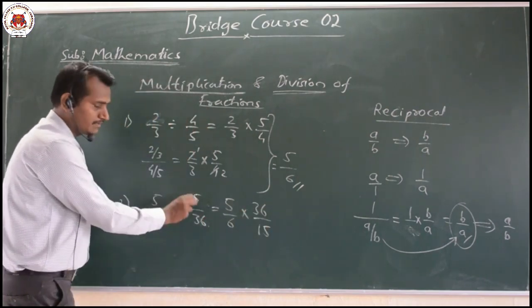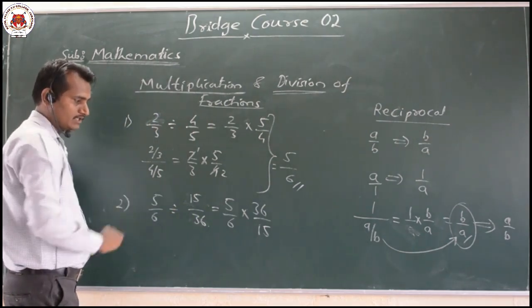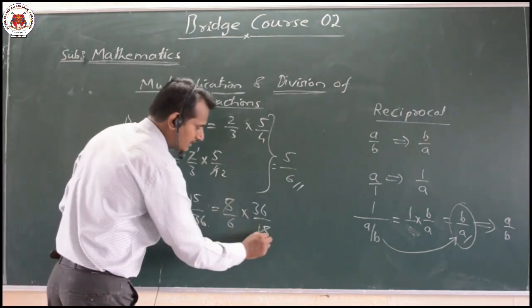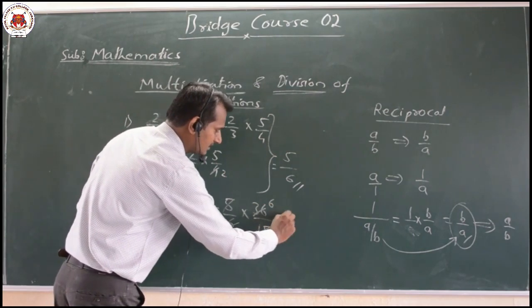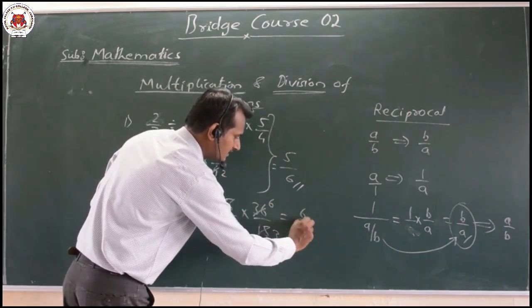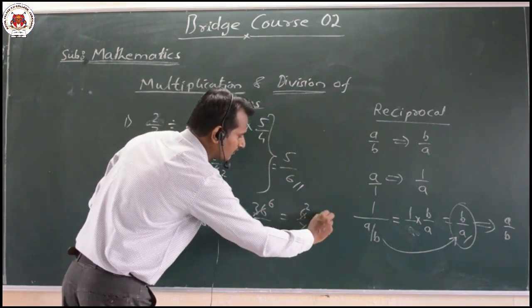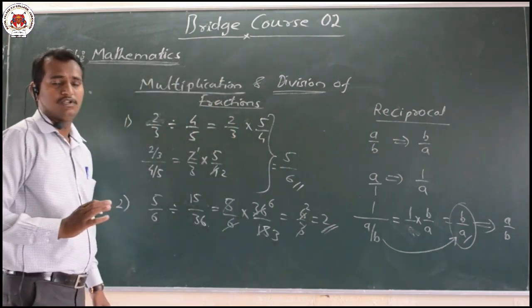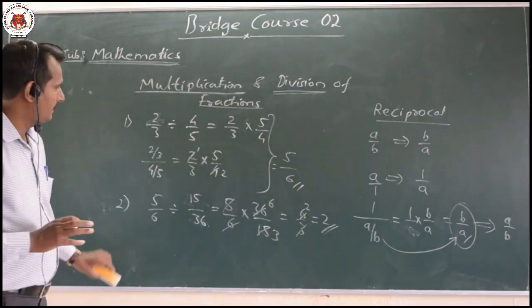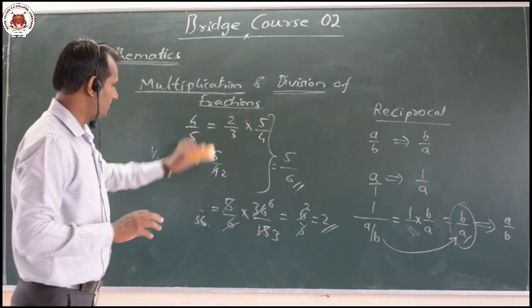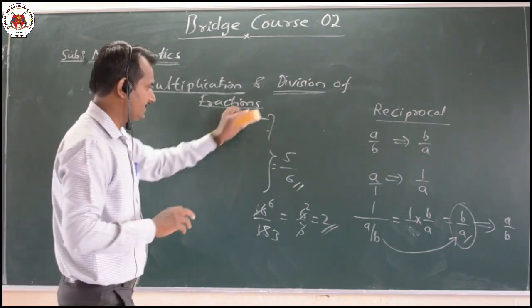I am just taking the reciprocal of it and multiplying, that's all. So what do we get? 5 3s are 15 and 6 6s are 36. So what is the value here? 6 by 3, the value will be 2. Very, very simple examples. Now we shall continue with the problems related to this division.